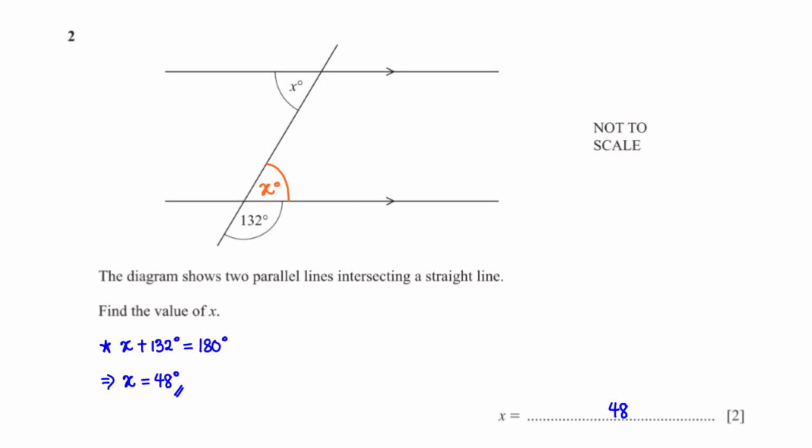The diagram shows two parallel lines intersecting a straight line. Find the value of x. These two are alternate angles, and alternate angles are equal. Angles on a straight line add up to 180 degrees, and so x plus 132 degrees should be equal to 180 degrees. When we subtract 132 degrees from both sides of the equation, we have x equals 48 degrees.